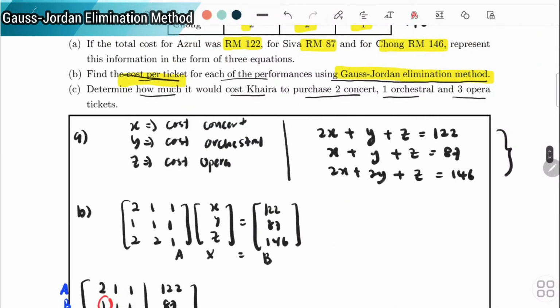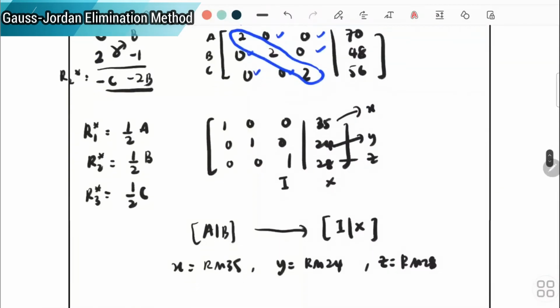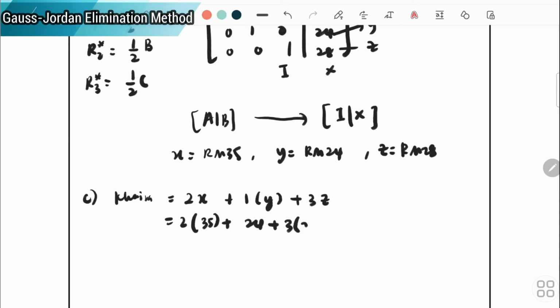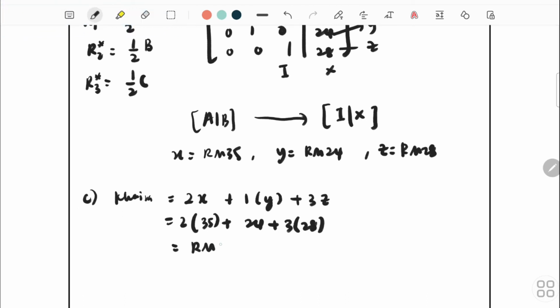Okay, C, determine how much it will cost for Kyra to purchase 2 concert tickets, 1 orchestra and 3 opera. So the cost for Kyra would be 2 multiplied with X plus 1 multiplied with Y plus 3 multiplied with Z. So 2 multiplied with 35 plus 1 multiplied with 24 plus 3 times 28. So you can calculate it. At the end you will get the total cost for Kyra to purchase all of these tickets is 178 ringgit.